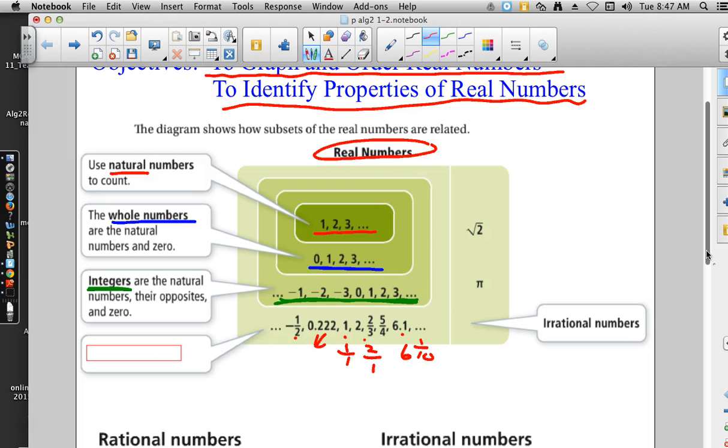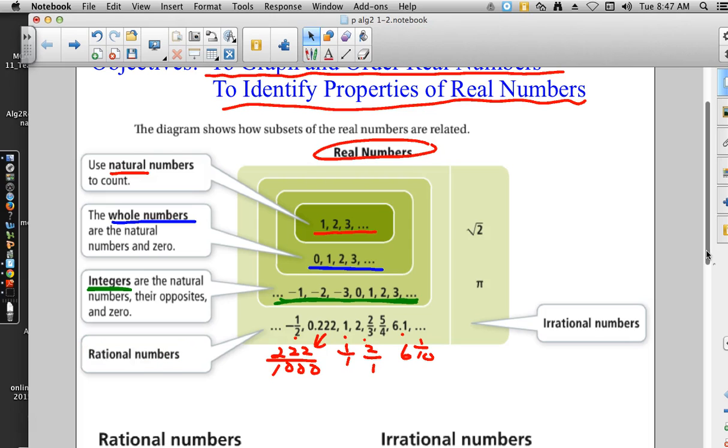And then you look at that one and you think, is that a fraction? Well, sure it is. That's 222 thousandths, and we could reduce that. So all of these are numbers that could be written as fractions, and our fancy word for fractions in math is ratio. So those are rational, notice ratio right there, rational numbers. Now, last but not least, we see this.